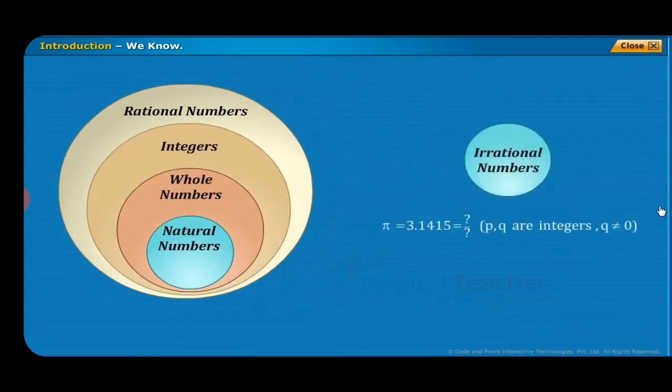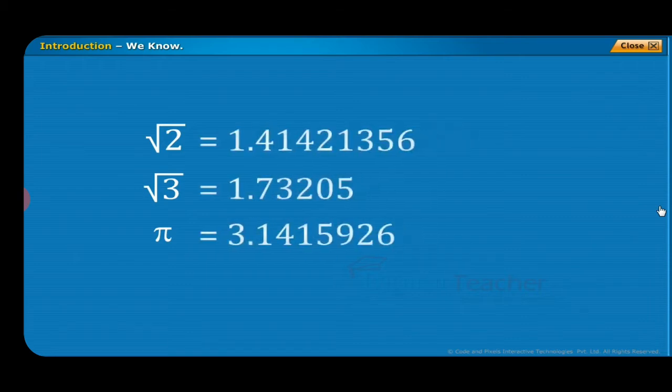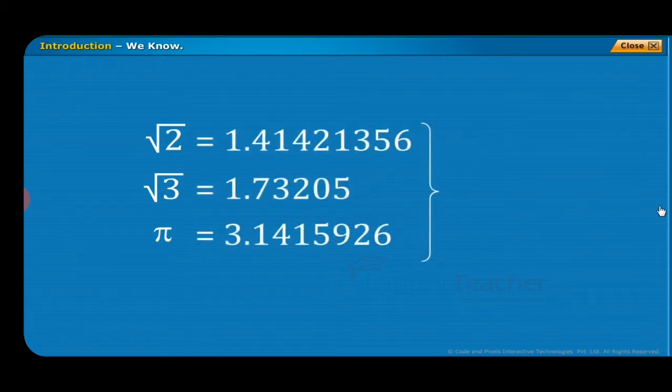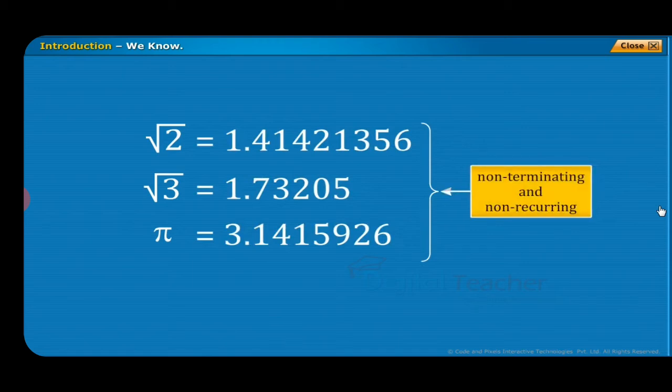We also have irrational numbers, which cannot be expressed in the form of p by q, where p and q are integers and q is not equal to 0. Some of these numbers are √2, √3, and mathematical quantities like pi. When these are written as decimals, they are non-terminating and non-recurring.